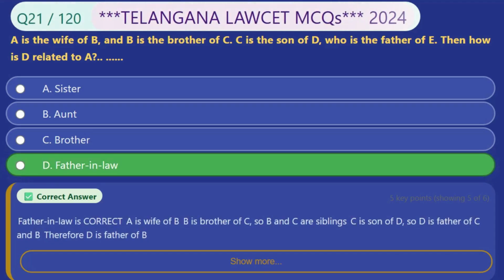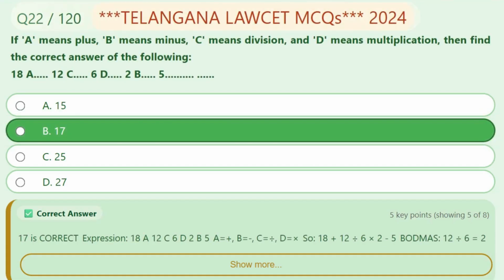A is the wife of B, and B is the brother of C. C is the son of D, who is the father of E. Then how is D related to A? Father-in-law. If A means plus, B means minus, C means division, and D means multiplication, then find the correct answer of the following: 18A, 12C, 6D, 2B, 5, 17.